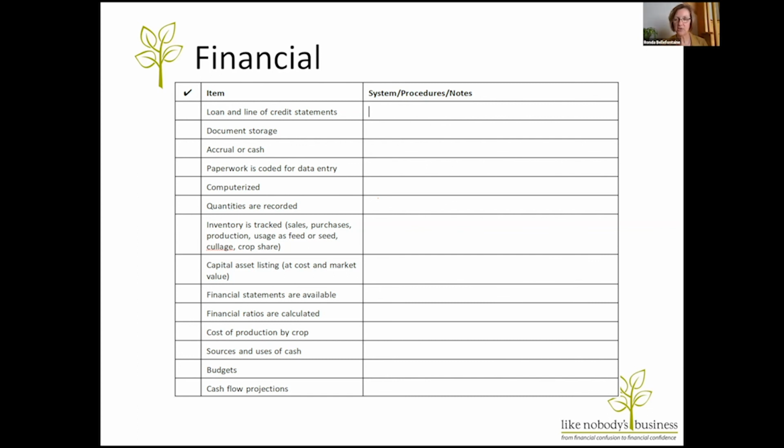And budgets and cash flow projections are also a really important but often ignored function in the farm business. And again, that's a separate category altogether. So I'm just looking at my time here.